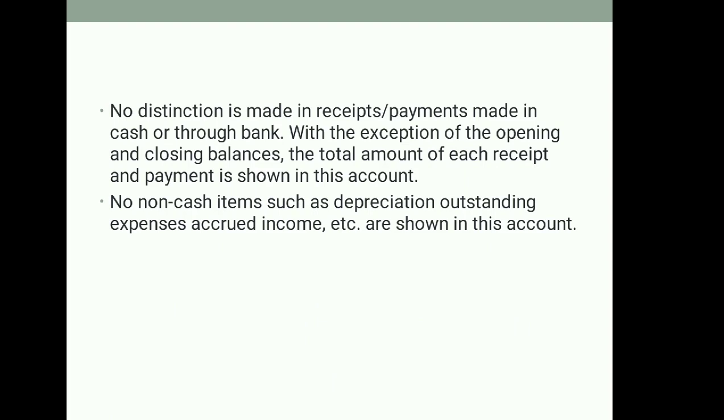Like we were making adjustments earlier, here there is no need to make any kind of adjustment. No adjustments will be there in the receipt and payment account.